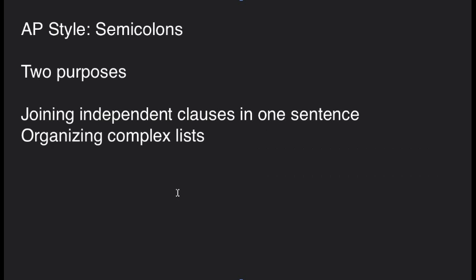Okay, let's go over rules for use of semicolons in Associated Press style. Semicolons really have only two purposes. One is to join independent clauses as one sentence. In other words, you're making a compound sentence by joining two things together. Instead of using the word "and," you're using a semicolon. And I talked about this a little bit in one of the videos on commas. And also organizing complex lists, where you have a list that has lists within it. And I'll show you some examples of that here in a second.